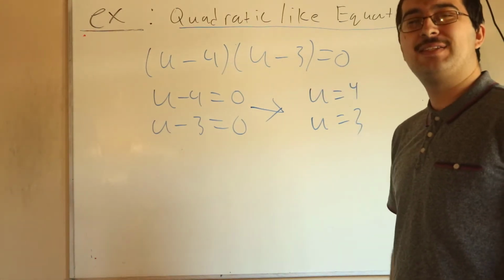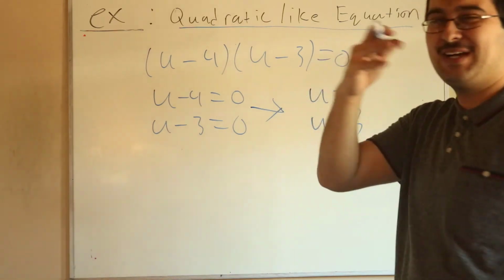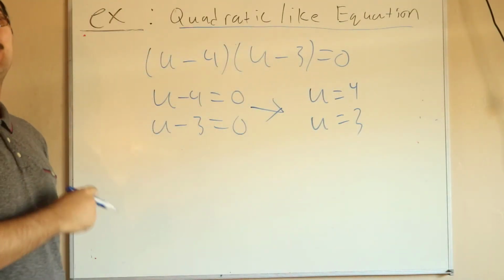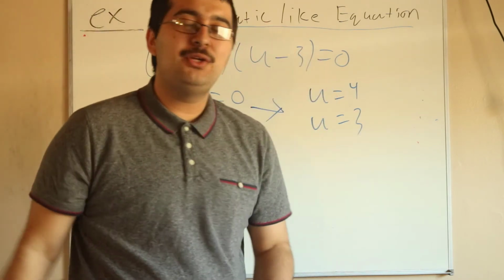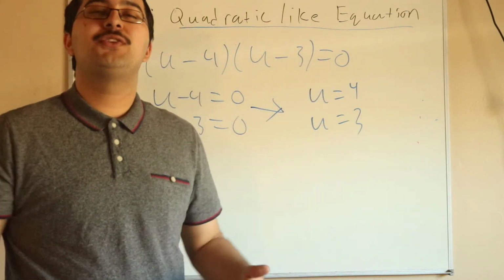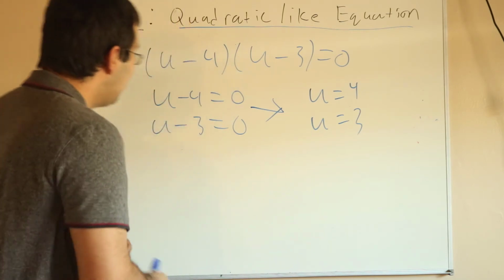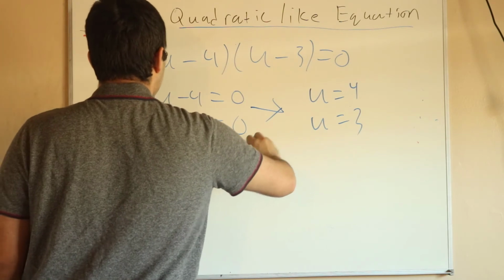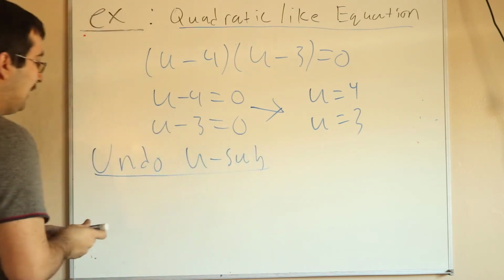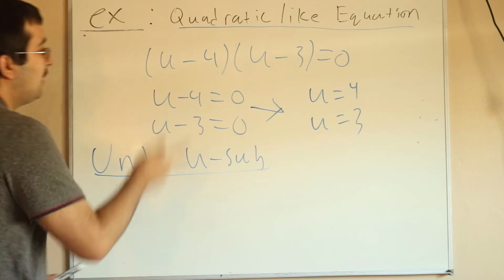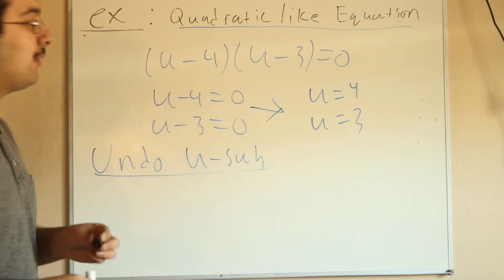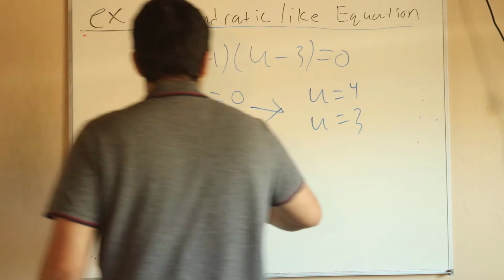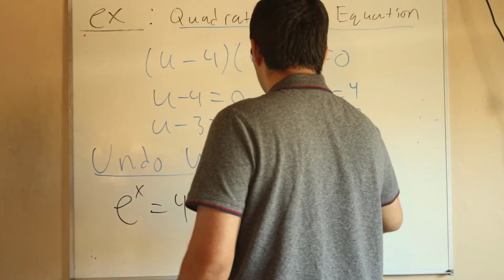We are done, right? No, of course not. We've talked about this all the time before. When using the u sub technique, we have to always remember we are not solving for the variable u. That was not the variable we started with. We are trying to solve for the variable x, alright? So we have to undo the u sub. So in that regard, we recall we let u equal e to the power x, so I now have two equations. I have e to the power x equals 4, and I have e to the power x equals 3.